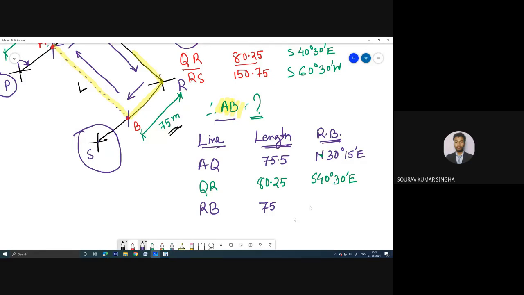So you can see the reduced bearing of RB will be the same as the reduced bearing of RS. You can see the RS, it is visible on the screen. Hello, am I audible? Yes, sir. Look at the screen. The reduced bearing of RS, you can see RS, the length is 150.75, it is given.